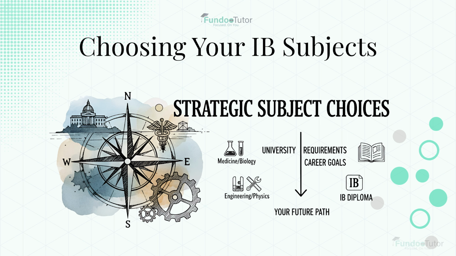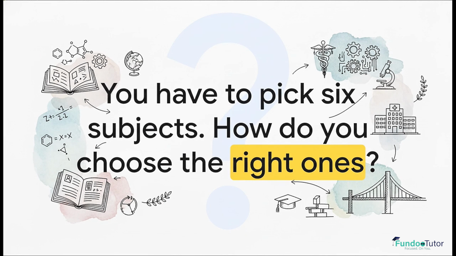perfect choice. So, this is the big question, isn't it? You've got 6 slots to fill for the next 2 years of your life. How on earth do you pick the right ones? And look, it's totally normal to feel a bit overwhelmed by that, but don't sweat it. We're going to make this whole process a lot simpler.